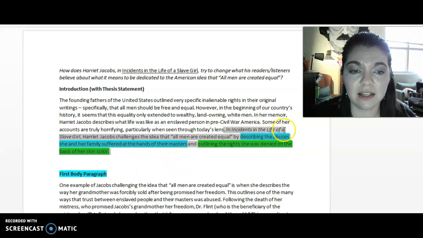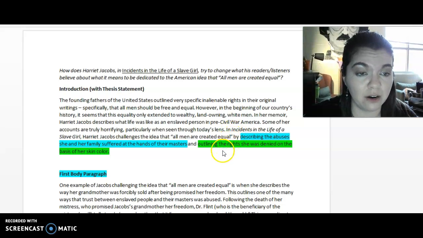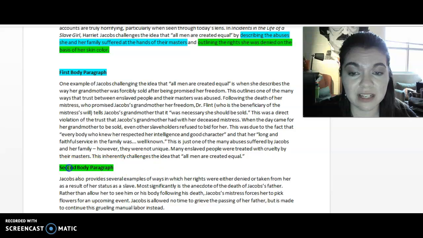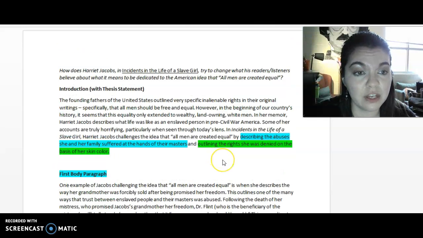It says, in Incidents in the Life of a Slave Girl, Harriet Jacobs challenges the idea that all men are created equal by describing the abuses she and her family suffered at the hands of their masters, and outlining the rights she was denied on the basis of her skin color. In this final sentence, I highlight exactly what my two body paragraphs are going to be about. The first one has been highlighted in blue, which will show up in our first body paragraph. The second one has been highlighted in green, which will show up in our second body paragraph. This will be the same as in your essay.